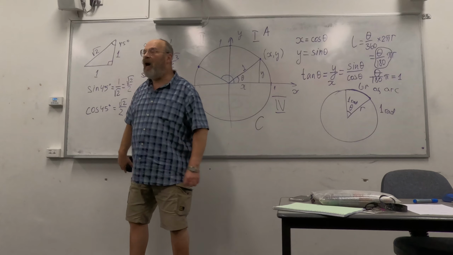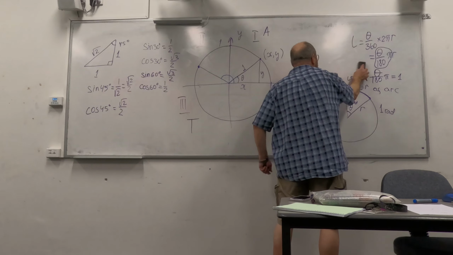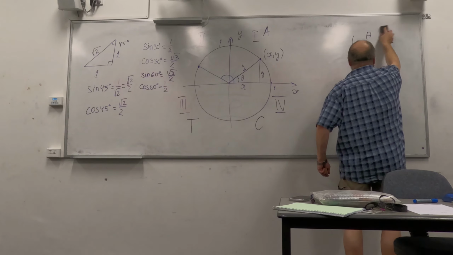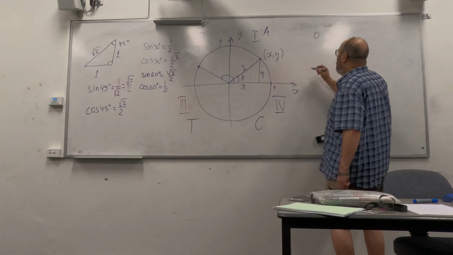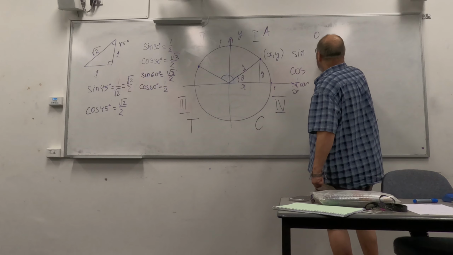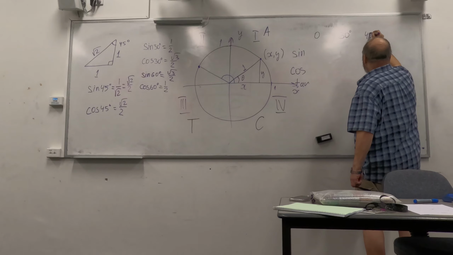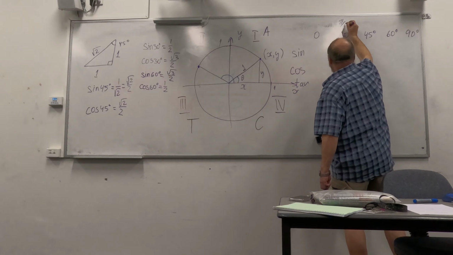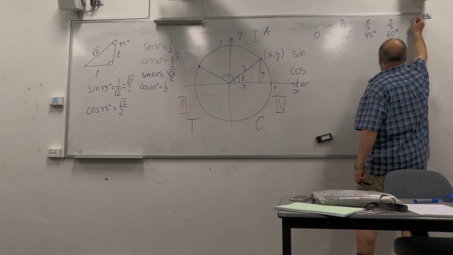Now, let's combine it all into one table, and then you will see how easy it is to memorize. We have sine, cos, and tan. And across the top: 0, 30 degrees, 45 degrees, 60 degrees, 90 degrees, or 0, pi on 6, pi on 4, pi on 3, pi on 2 in radians.